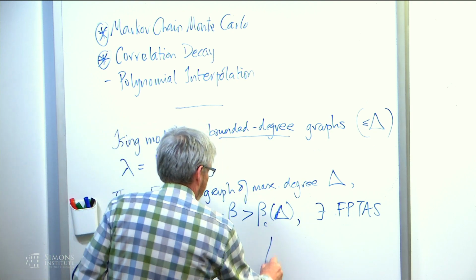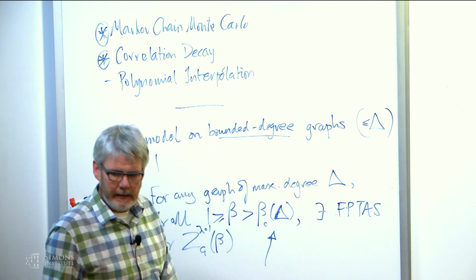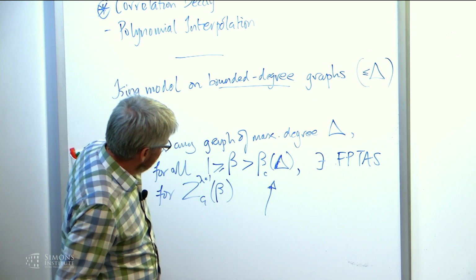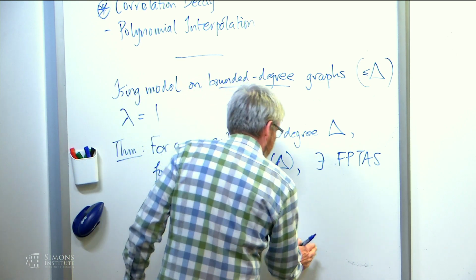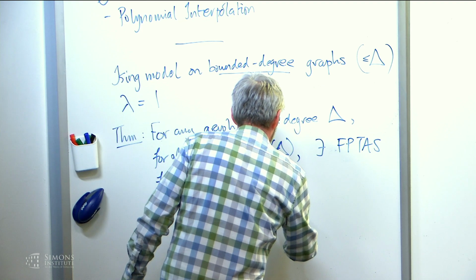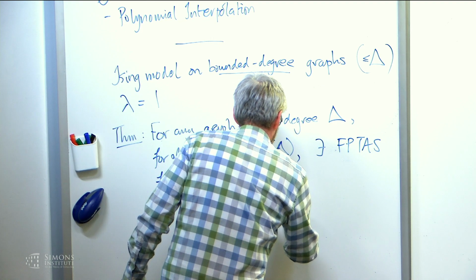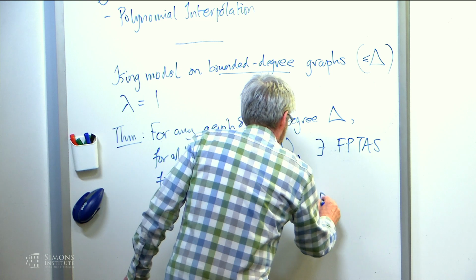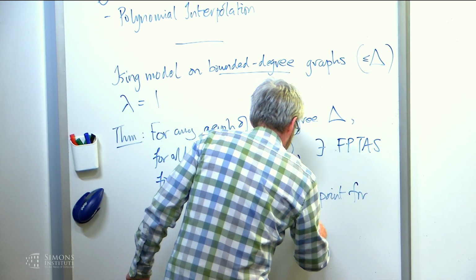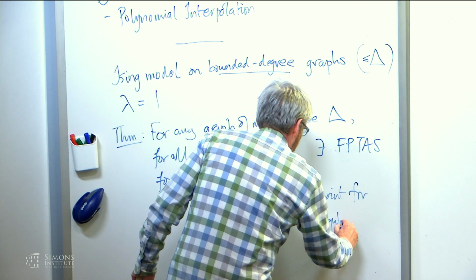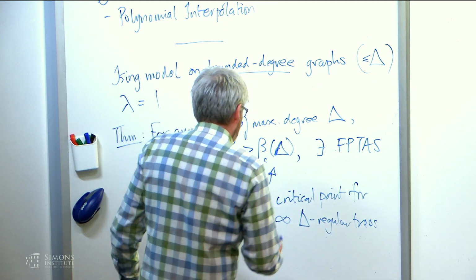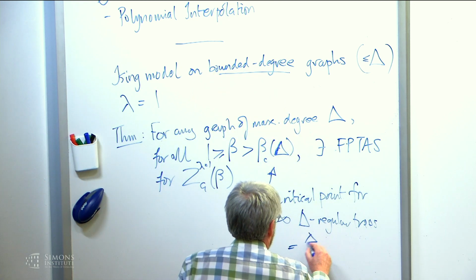So this is the critical value, where the phase transition happens for infinite d-regular trees, infinite delta regular trees. So this is the critical point for infinite delta regular trees. And it's equal to delta minus 2 over delta.